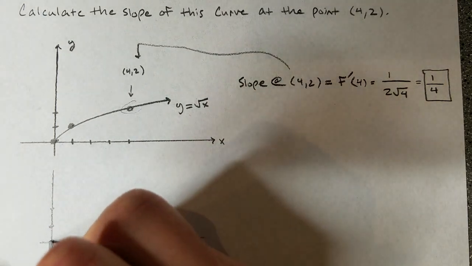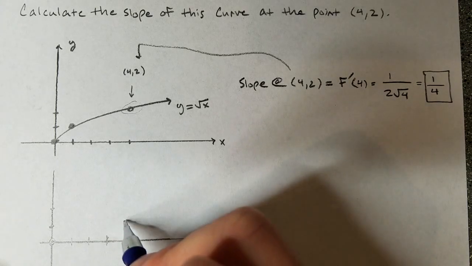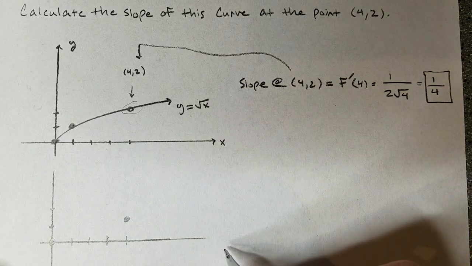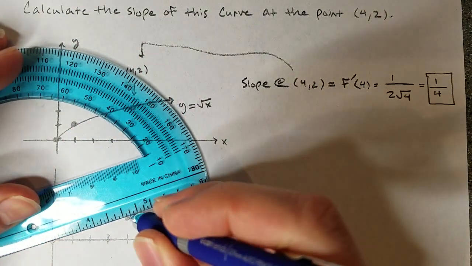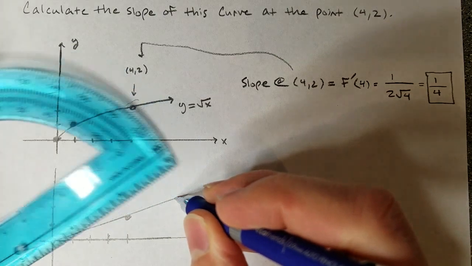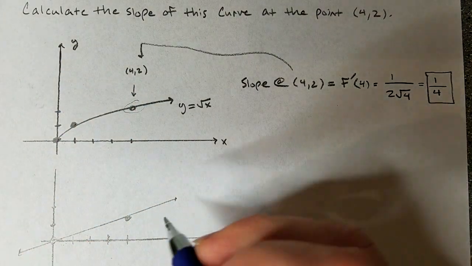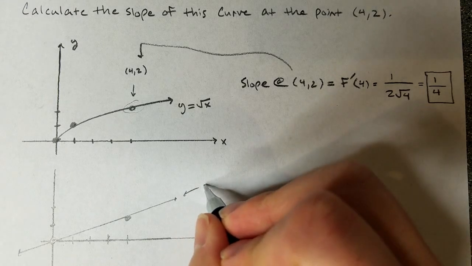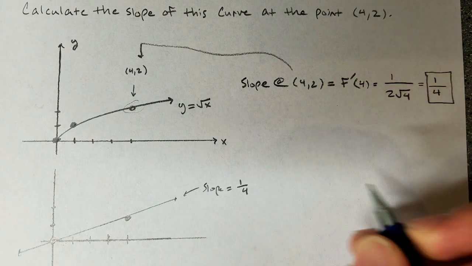But I'll put just an arbitrary point like that. And I'll go over 4 and up 1, like that. And if I connect these, then that's a line with a slope of 1 over 4. That line has a slope of 1 over 4. All right.